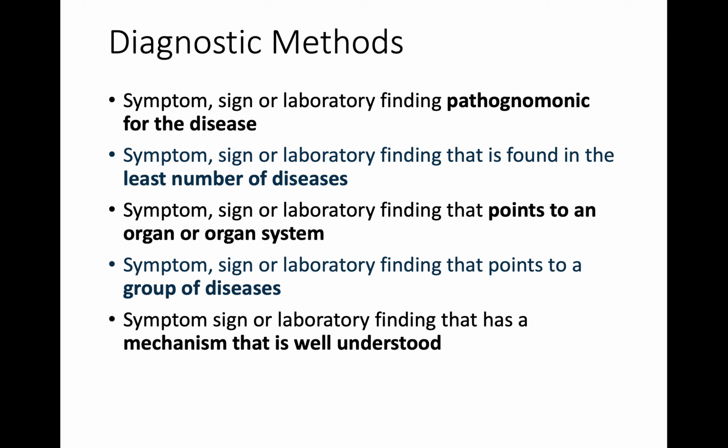Finally, a manifestation that is a well understood mechanism. A well understood mechanism would mean something like a disease process like anemia. It can develop due to the presence of specific findings like blood loss or hemorrhage, deficient red blood cell production, excessive red blood cell destruction, or both. So if you think about it that way, the mechanism of that specific disease process is very well understood.